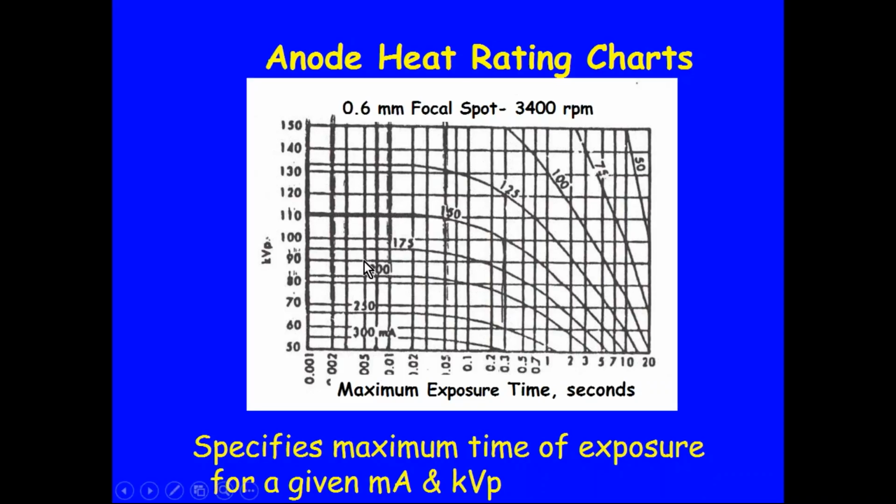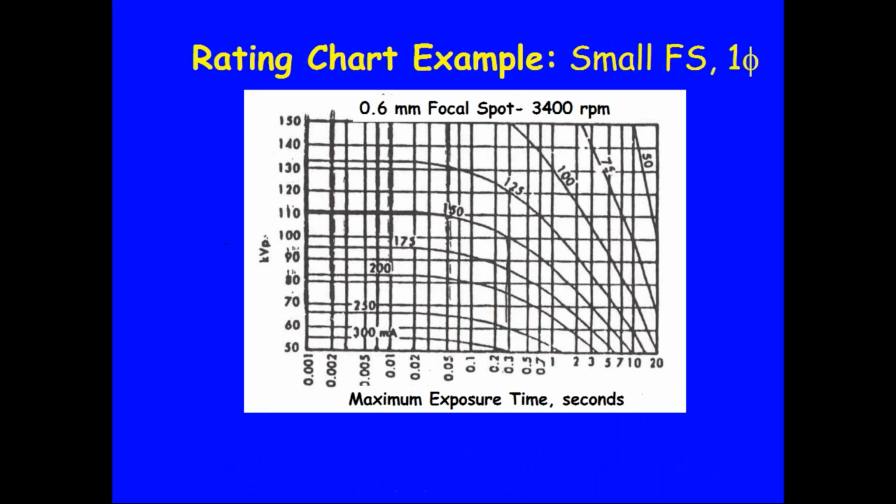And the actual graph itself plots out the KVP that you'd like to work at versus the exposure time in seconds along the x-axis. And then these various curves that you see within the graph represent the MA values. For instance, this one way at the bottom is 300 MA, and it goes up, I should say down, to 50 MA. Okay. Now, how do you use this? There's your focal spot size and rotor speed, and your KVP and exposure times, and your MA. How do you actually use this graph?